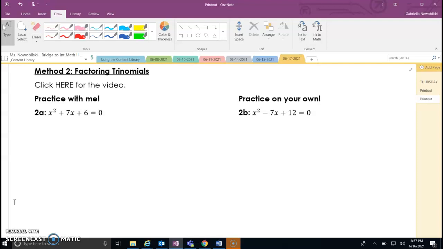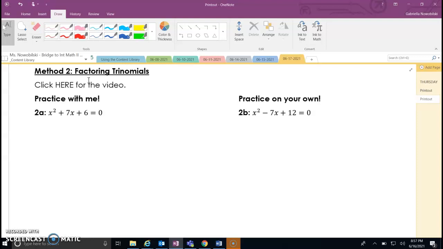What a trinomial is, if you look at the problems I provided here, 2a and 2b, it means there are 3 terms. A binomial meant there are 2 terms. A trinomial has 3 terms. So there's no special name for this method. That's why for method 2, I just wrote factoring trinomials. There are a few different ways people say it. It's called an AC method, or factoring trinomials, or factoring polynomials with 3 terms. It's all going to be the same thing.